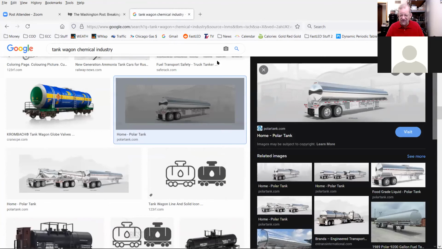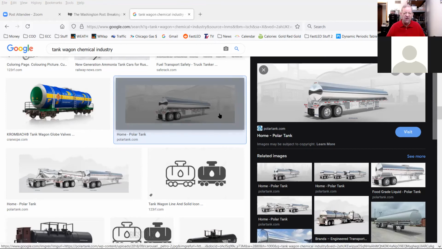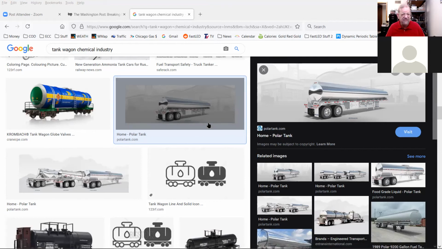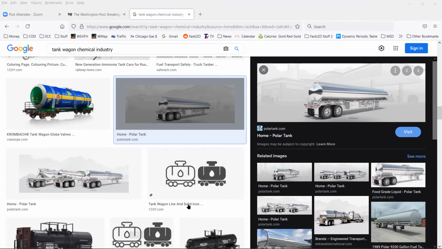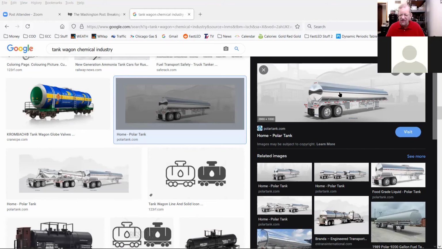It's not the very best one, but it will do. Let's move me over here. All right, everybody see on the right upper part of your screen where it says home polar tank? Thumbs up, people. Thank you. Now, this is called the tank wagon.